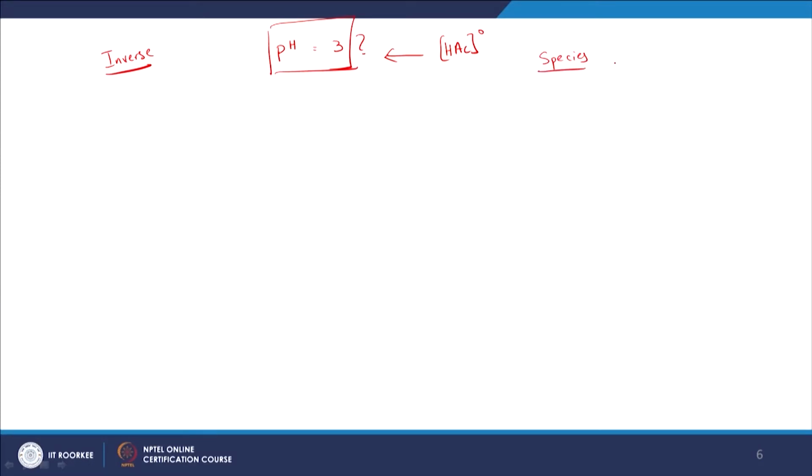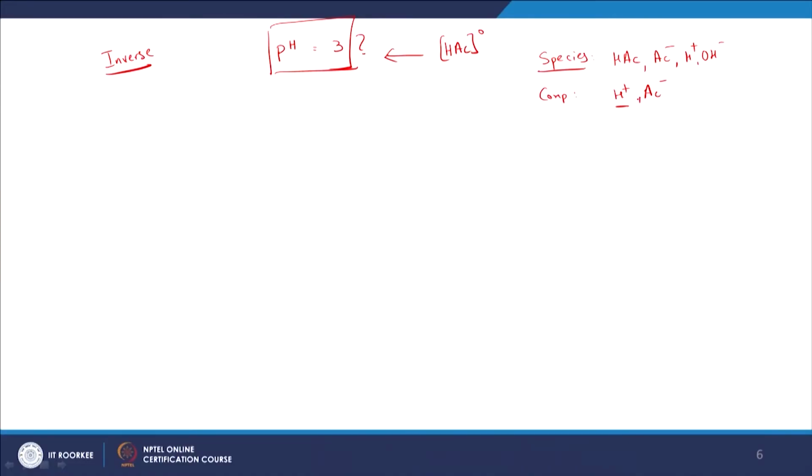What are the species? Those at equilibrium: HAC, AC minus, H plus and OH minus. And the components are going to be H plus and AC minus. And how do you choose these components? You choose them by looking at the proton, always H plus, and then choosing the most deprotonated form, which is the acetate ion in this particular case.